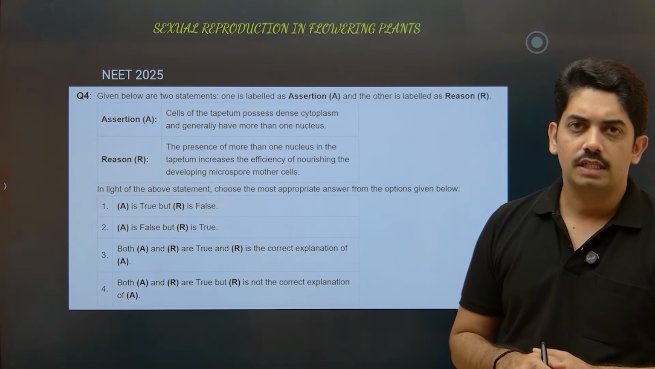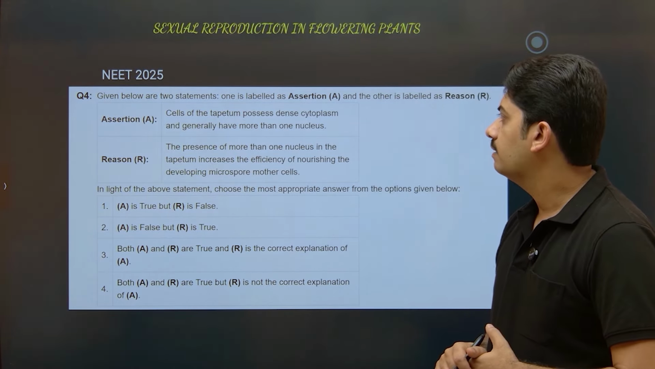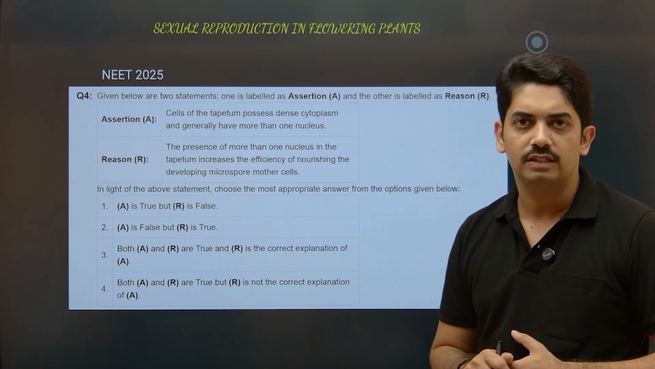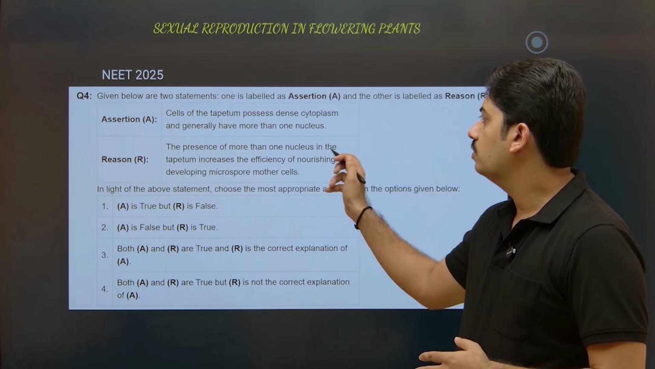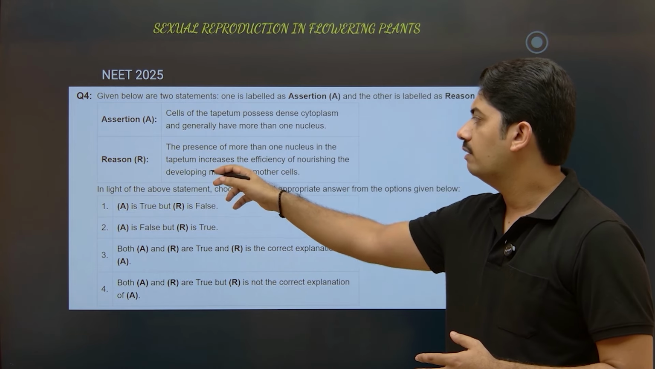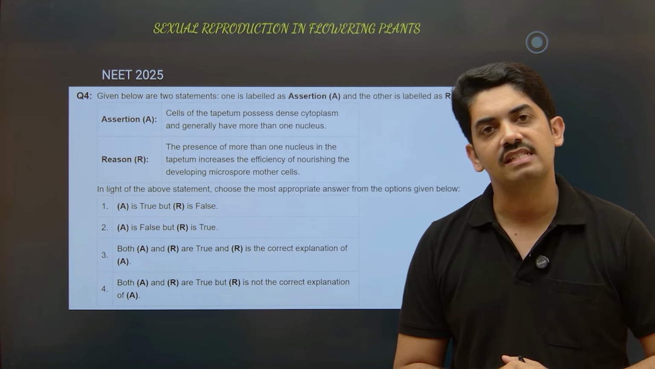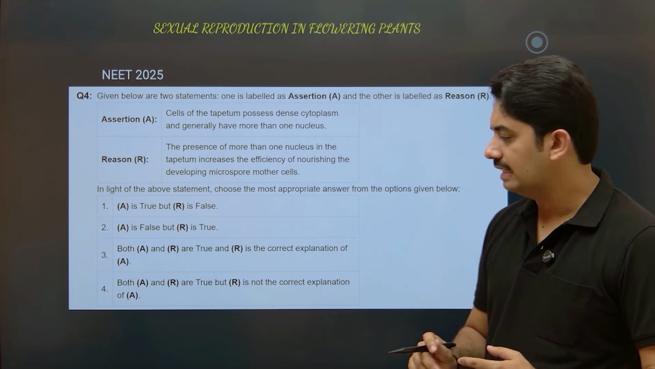One more assertion reason from the same topic in 2025. Cells of the tapetum possess dense cytoplasm and generally have more than 1 nucleus. This is correct. The presence of more than 1 nucleus in the tapetum increases the efficiency of nourishing the developing microspore mother cell. This is wrong actually. They nourish the developing pollen grains. So assertion is correct, reason is incorrect.